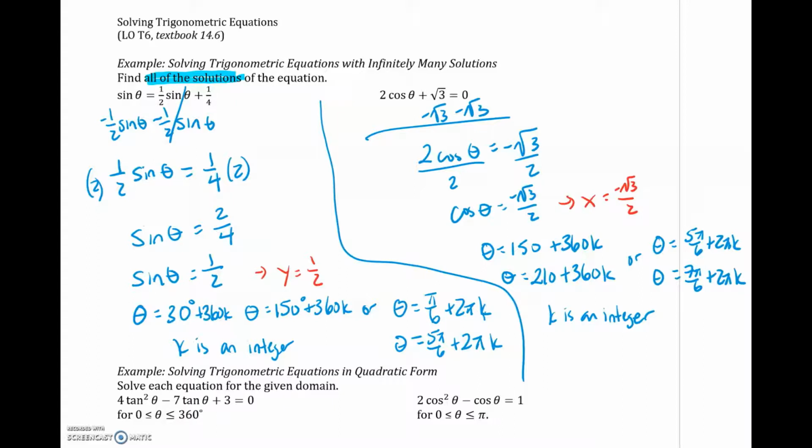So these, I hope, are pretty straightforward. So again, you want to isolate the trig function, so isolate sine, cosine, or tangent, and then figure out the theta after that. So you use your unit circle or perhaps use your calculator.